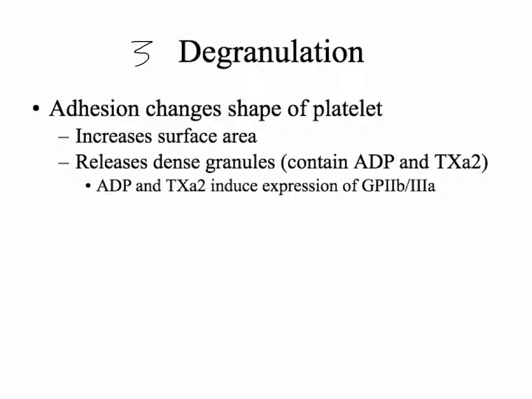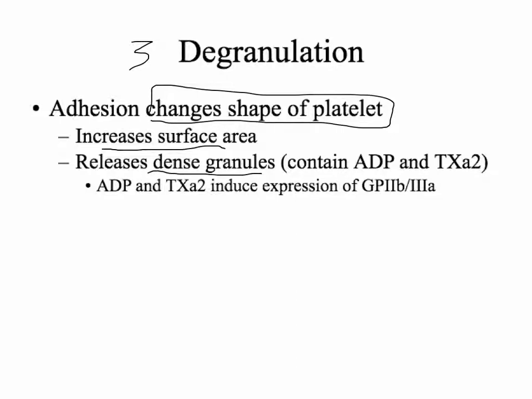Step 3 in primary hemostasis is degranulation. So we said that platelets adhere to von Willebrand factor, and that adherence causes the platelets to change their shape. The platelets change their shape, and that does two things to the platelets. First of all, it increases their surface area, which is important for the clotting cascade. And the second thing it does is it causes them to release the dense granules.